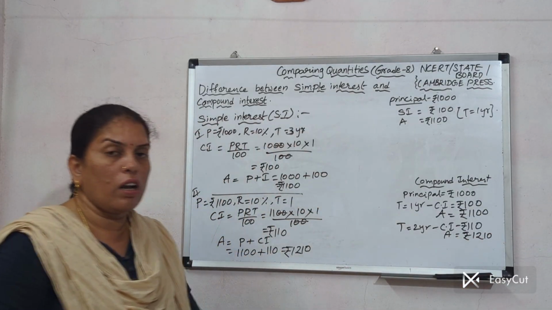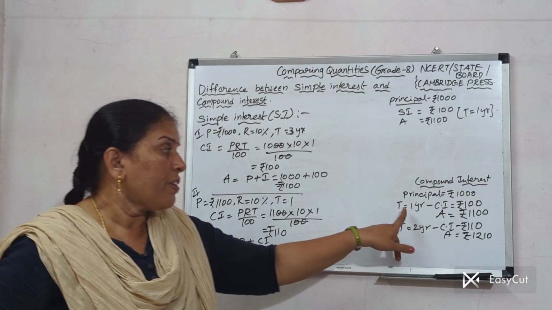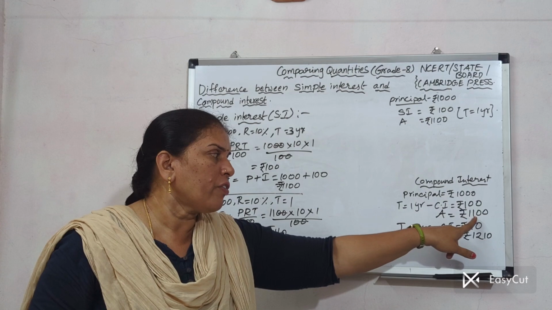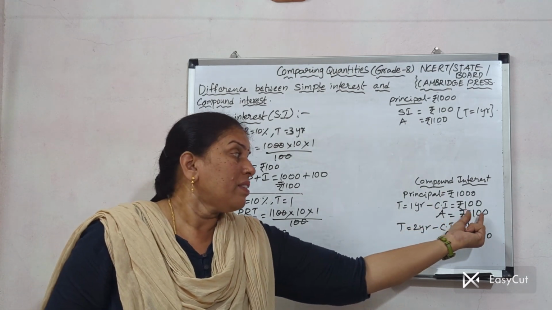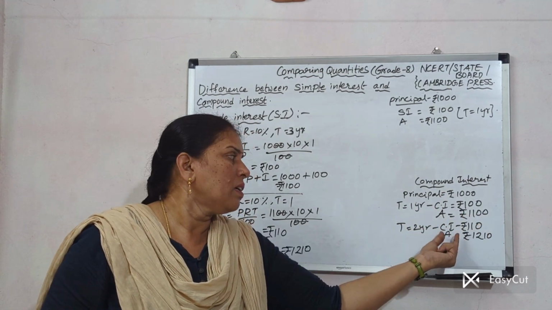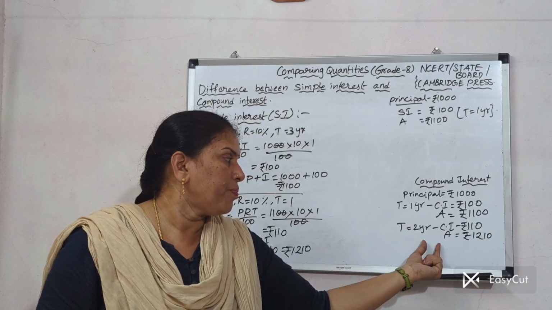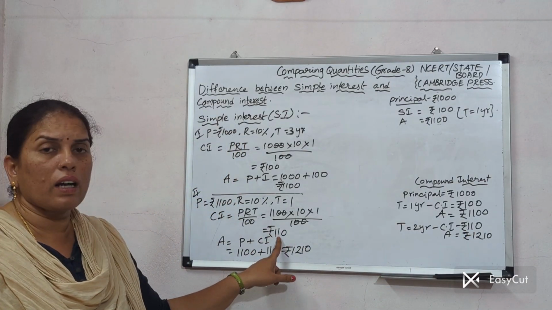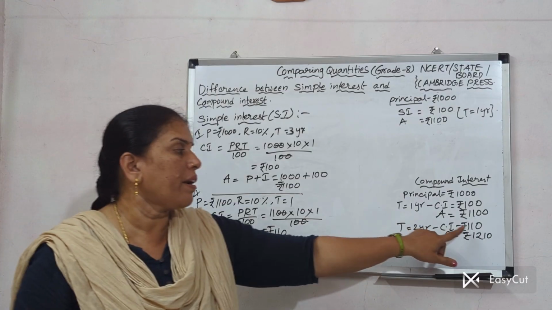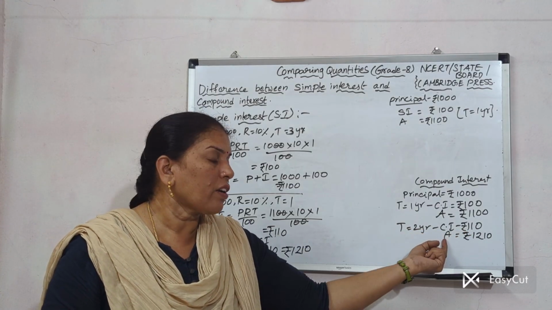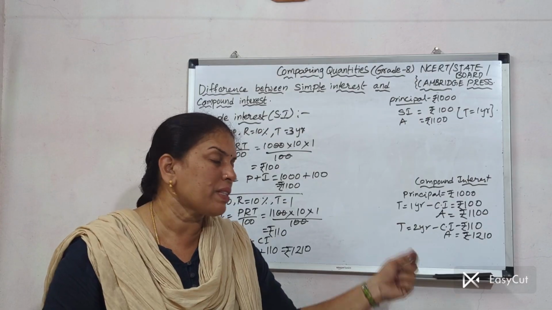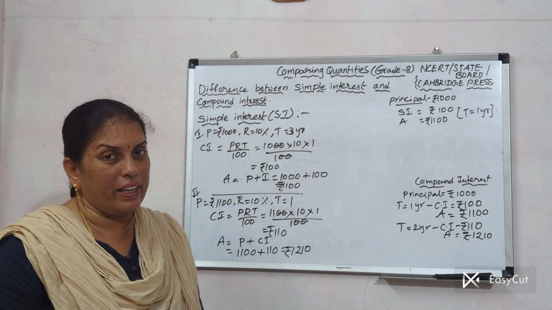1210 rupees. All of you understood, children? First year compound interest is 100 rupees. First year amount we must pay is 1100. This amount we should take as second year principal. For that principal, what is the compound interest I got? 110 rupees. So I calculated the amount. How much amount I got? 1210 rupees I got. This is for second year.